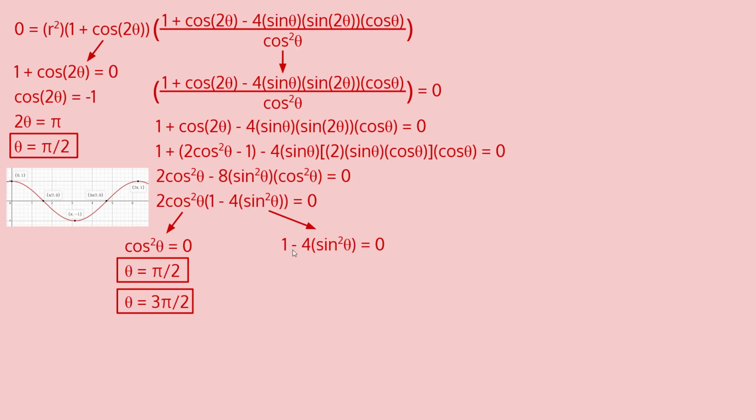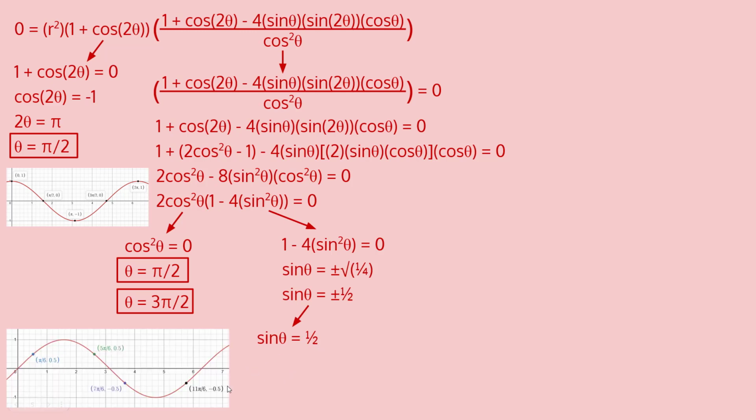And now let's take a look at this. So we could say 1 minus 4 sine squared theta equals 0. And so if I rearrange for sine theta, we get sine theta is plus or minus the square root of 1/4. So sine theta is plus or minus 1/2. So if sine theta is 1/2, I've drawn the graph out here for sine theta. So look, it's 1/2 when x equals pi over 6. So theta equals pi over 6. And then we can also say theta equals 5 pi over 6. That also gives us a value of 1/2.